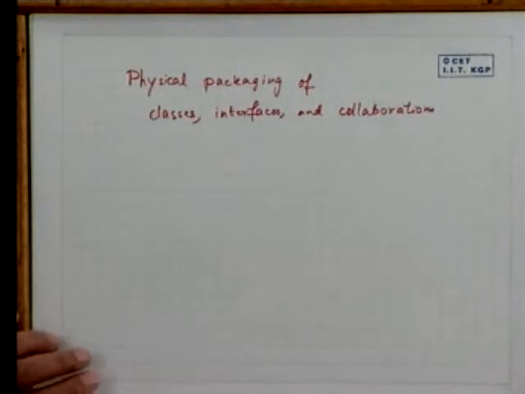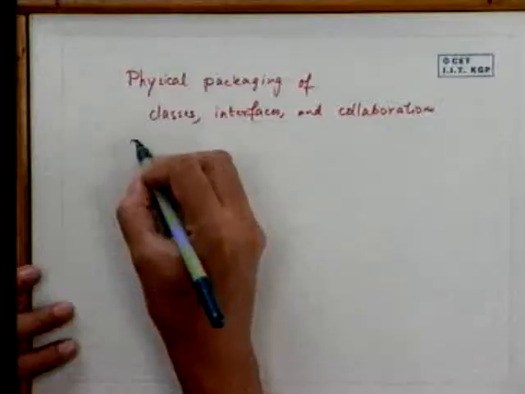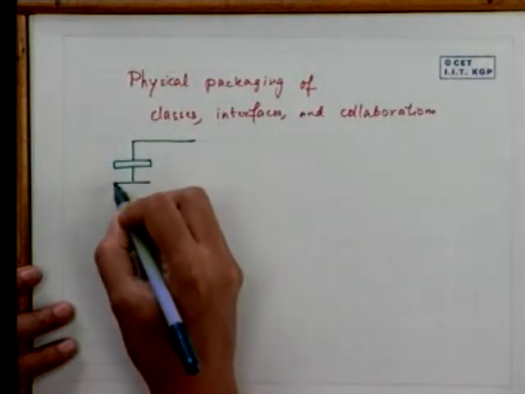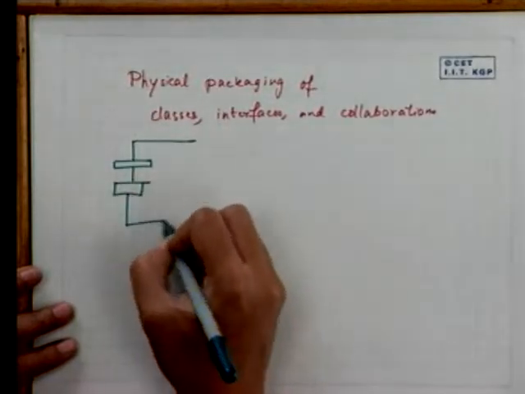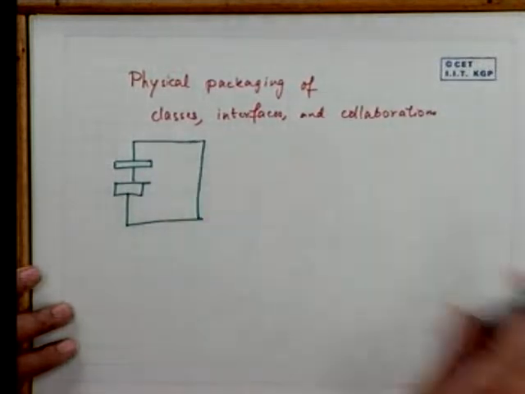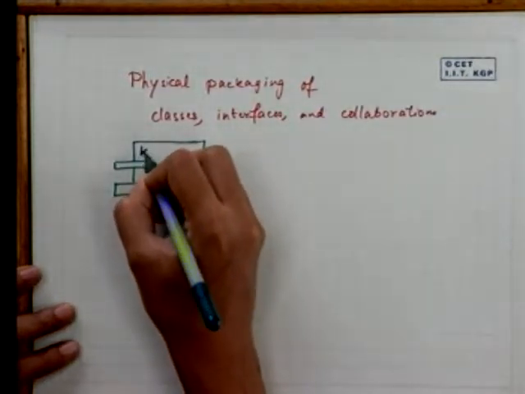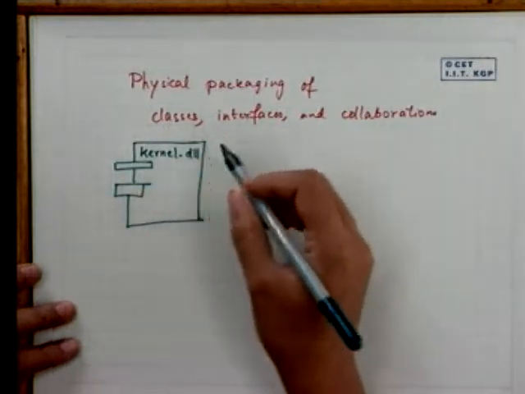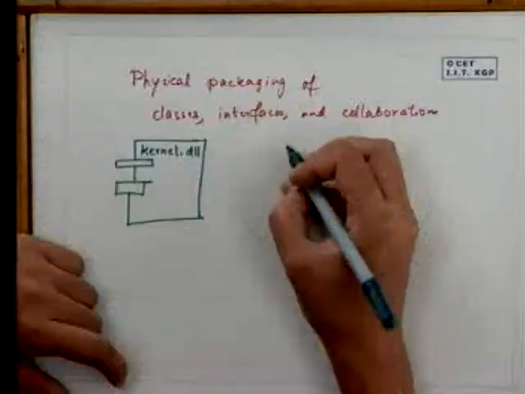For example, let us show the notation of components. We draw components in this fashion. We give a box like this, and inside the box we write the name of the component. This particular component is a library, and its name is kernel.dll. We can specify a component either only by its name, or we can also give the details.